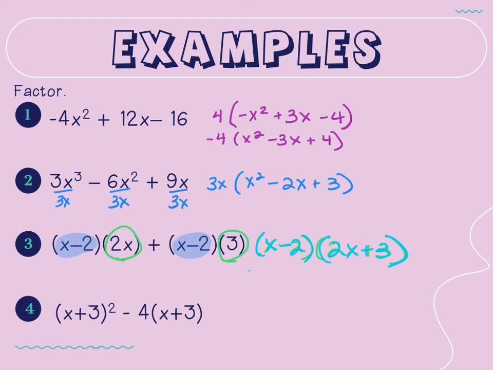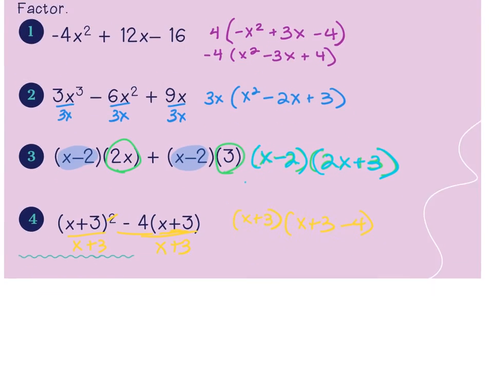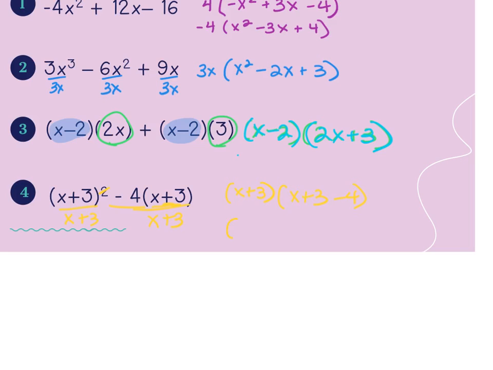All right, so then the last one, I have x plus 3 squared minus 4x plus 3. Again, that x plus 3 is the expression that I can take out. So x plus 3 would go to the front. Then there's an x plus 3 still left. So it would be x plus 3 minus the 4. And then I can do one more step here, x plus 3, and then I can simplify the x plus 3 minus 4 to be x minus 1.